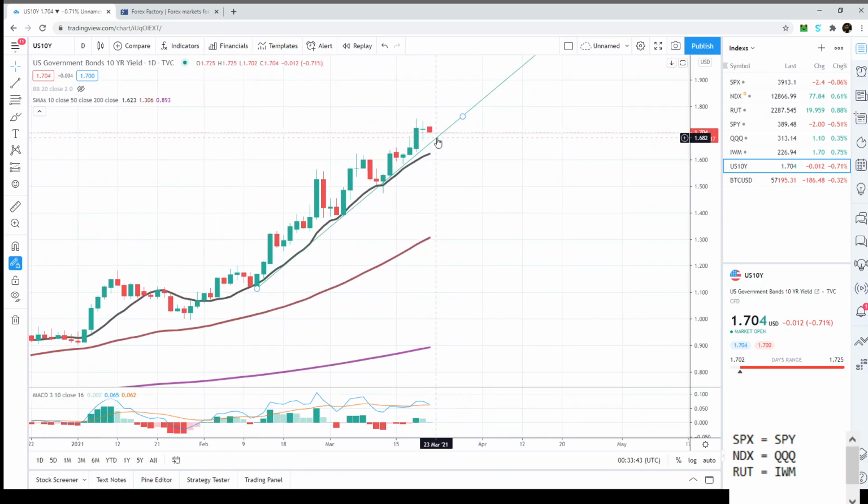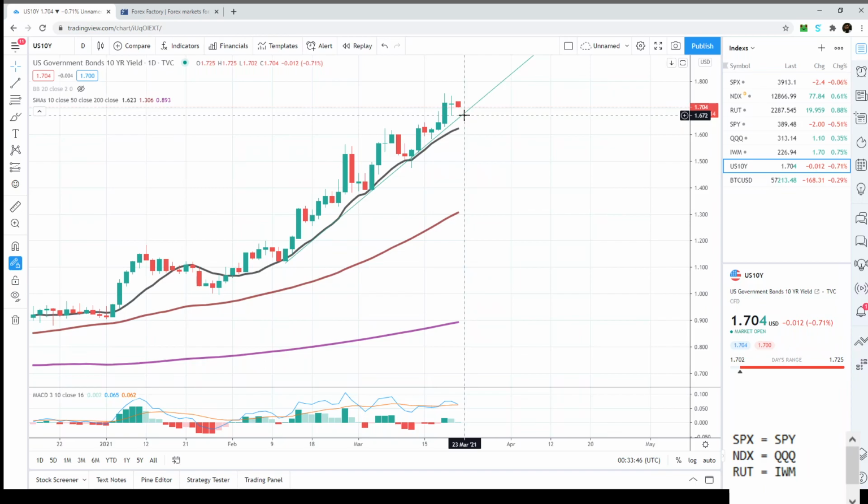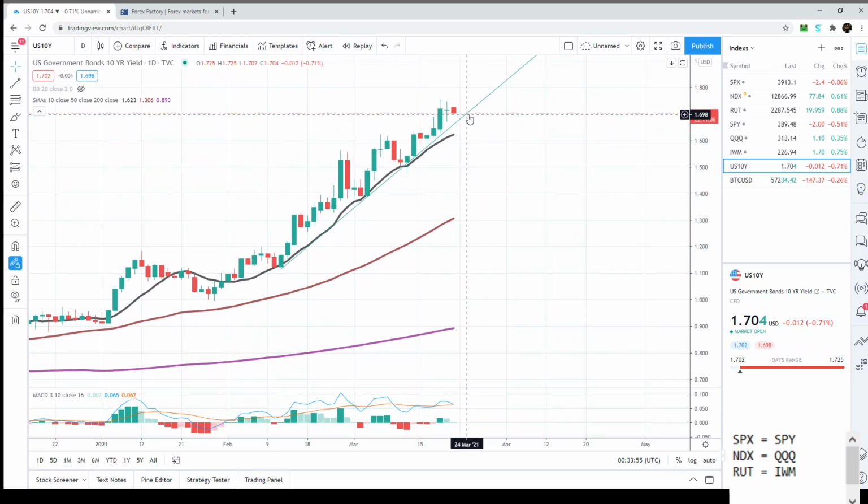We see this level. This really needs to hold. If it breaks this level over here at 1.68, then this trend line essentially. If this trend line breaks on the 10-year yield, that would be very, very bullish for the Nasdaq.